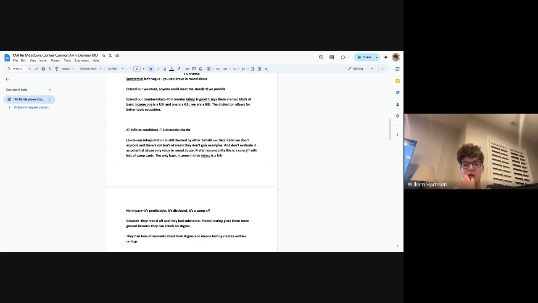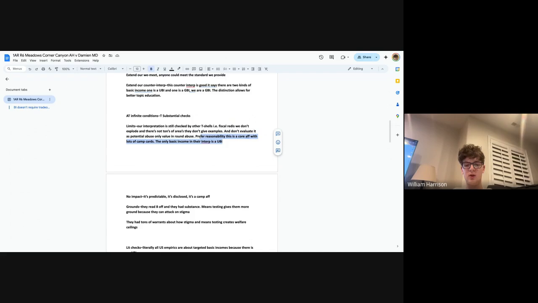There's not a ton of areas and they don't give examples. This is why you got to give case lists. If you don't give examples of how they explode limits, you're not doing well. So only value in-round abuse. This again is like our reasonability argument, but they say there's potential abuse. Well, we didn't do any of it. So prefer reasonability. It's a core AFF.